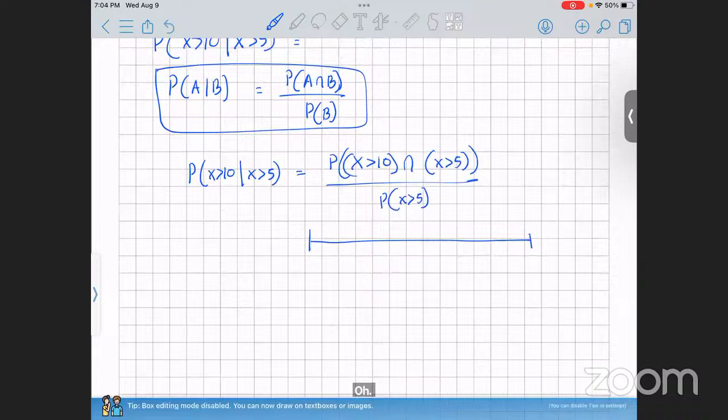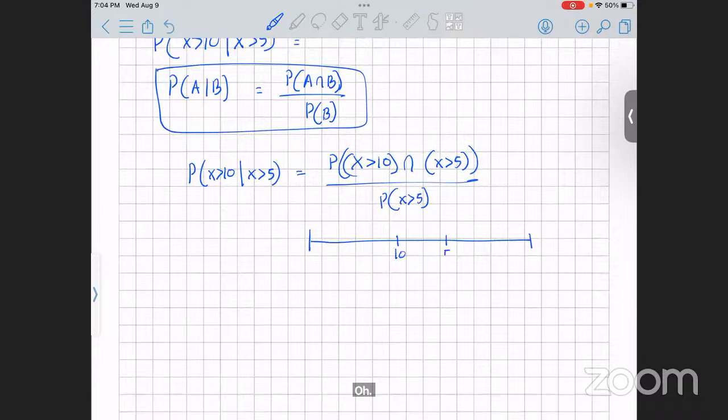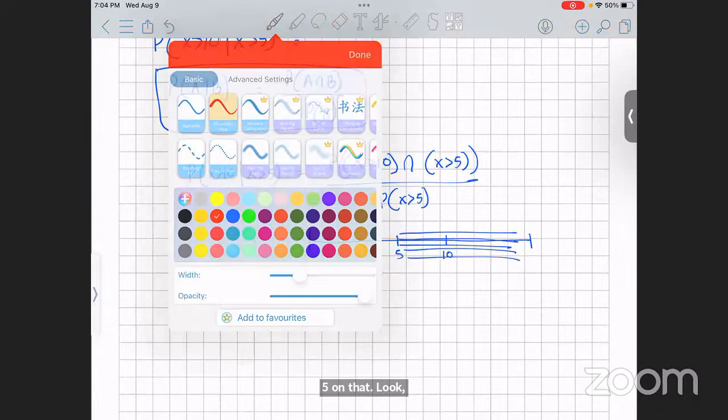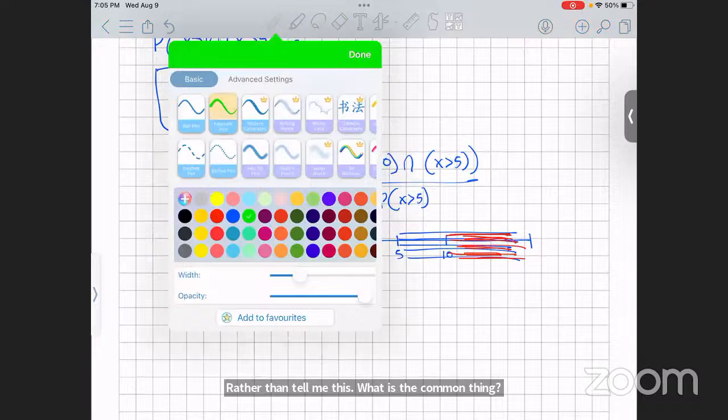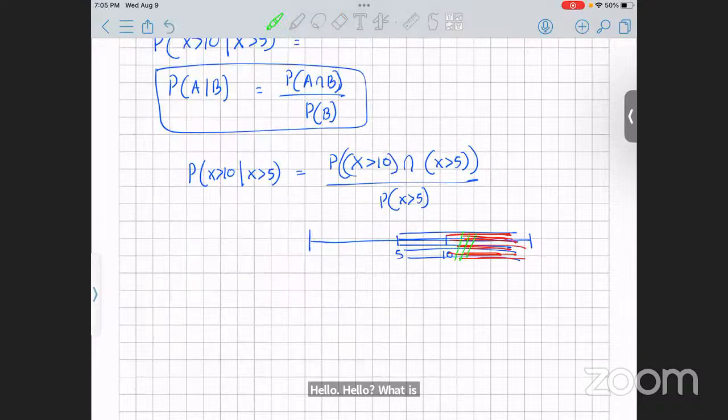Now we will draw the 10 and 5. Look, greater than 5 means this side. Now I'm changing the color to red. Greater than 10 means this. What is the common thing? This is the common: greater than 10 is common.